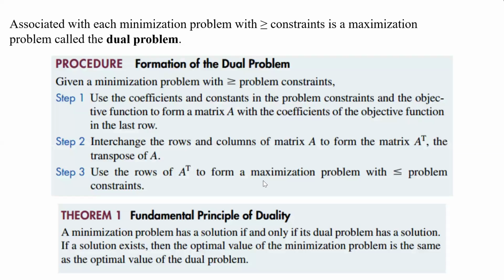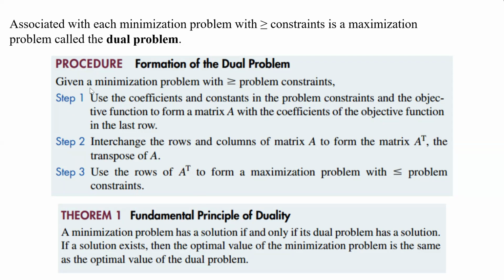So, associated with each minimization problem with greater than or equal constraints is a maximization problem called the dual problem. So, what we need to do is we're going to be given a problem that's a minimization and we have to convert it to the maximization. So, that's when we do this. We form the dual problem.